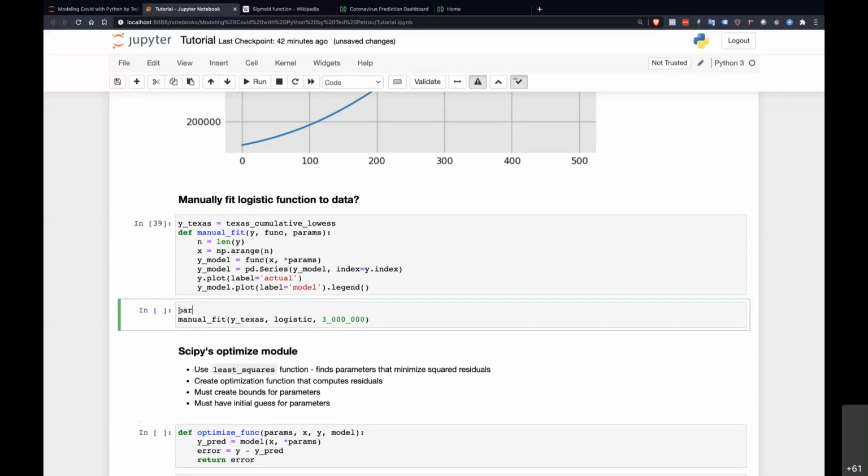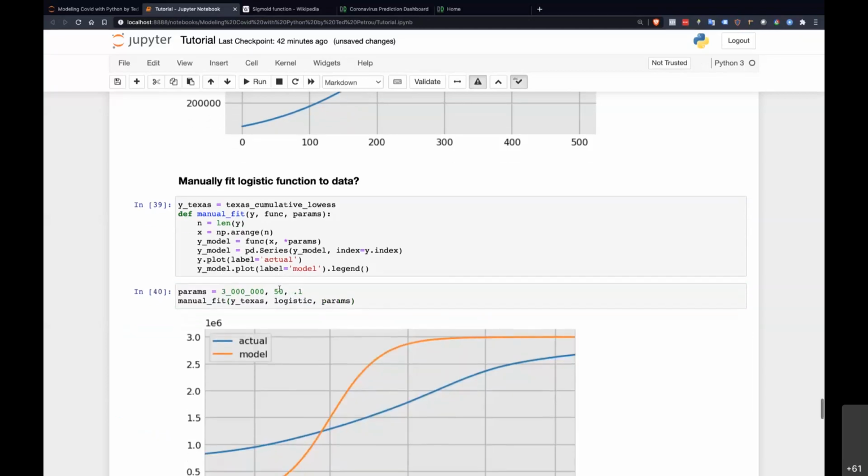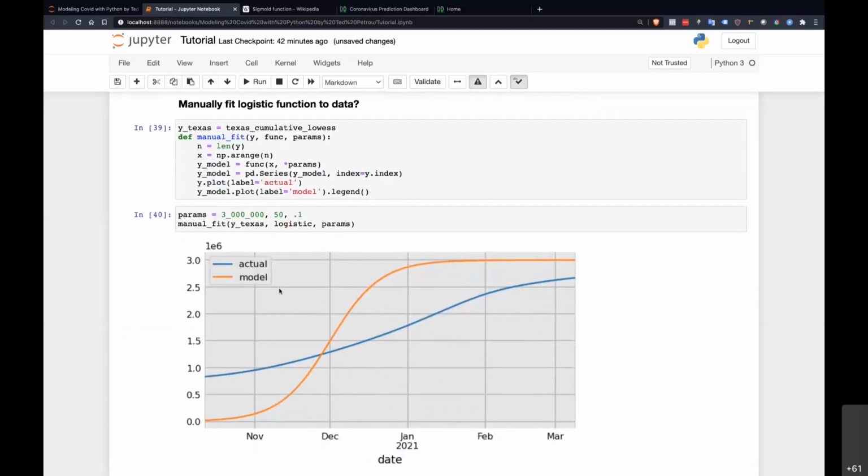And I take that back. What you need to do is make the parameters here. You have to put them in a list or a tuple. Sorry about that. So you do 3 million for L. Let's say X naught will be 50 days, and K will be 0.1. Okay, so now we can put that here in params, and you can get the fit.